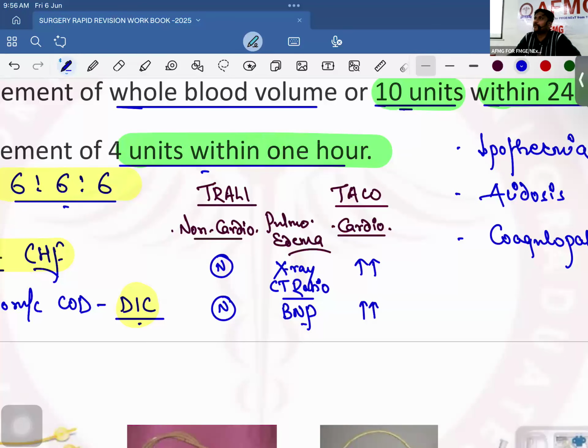And in this patient, what should be the treatment? We know as it occurs due to CHF or volume overload, we have to give loop diuretics like furosemide. Again, clear? So that is what is important to remember.